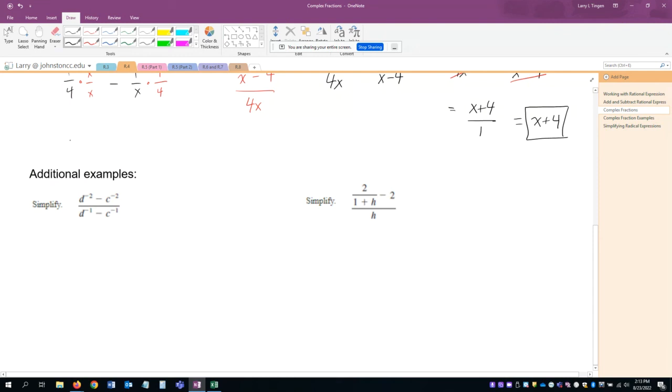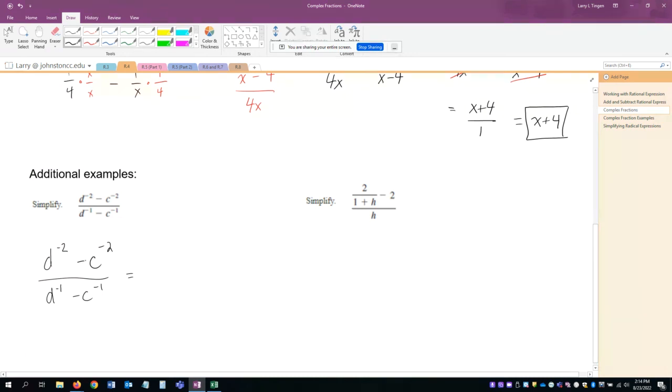I'm going to start this one because I just want to make sure those negative exponents don't confuse anyone. So what I have here is d to the negative 2 minus c to the negative 2, divided by d to the negative 1 minus c to the negative 1. Now, if you remember, negative exponents mean wherever I am, that is not the right place. If I'm in the numerator, I'm actually supposed to be in the denominator. If I'm in the denominator, I'm actually supposed to be in the numerator.